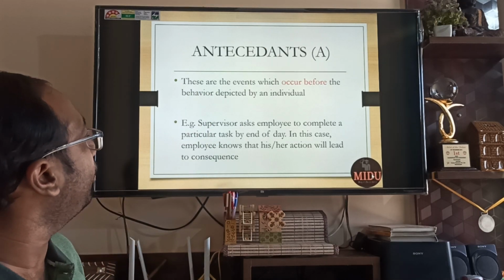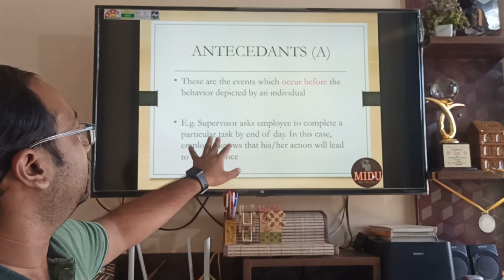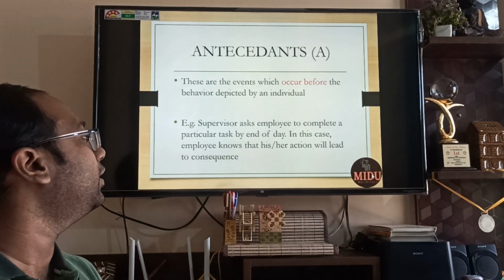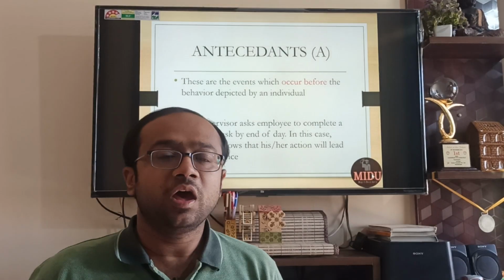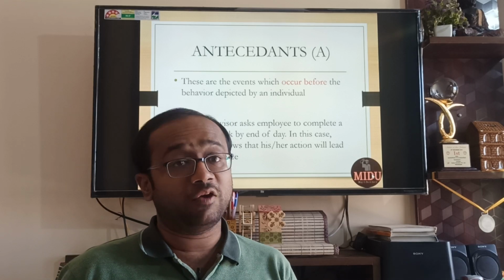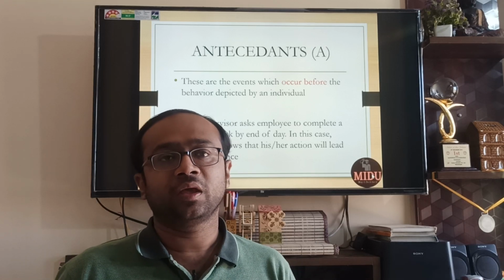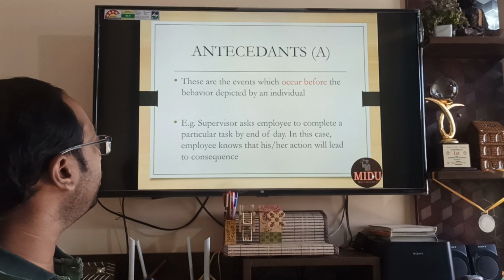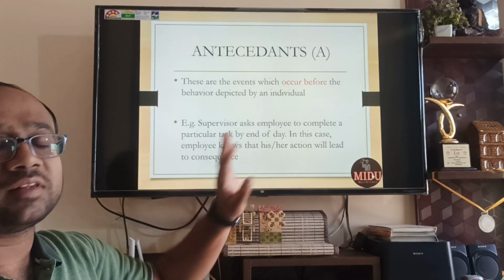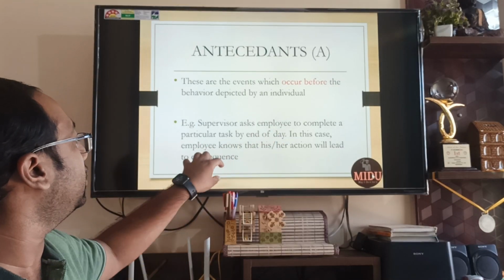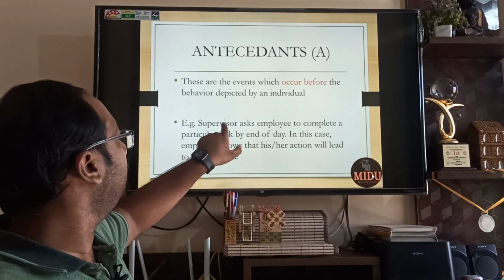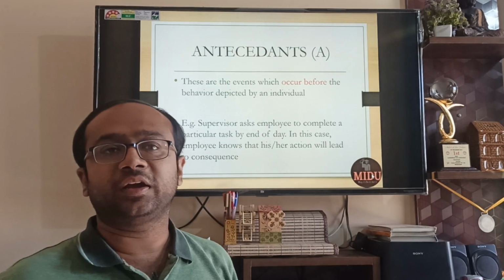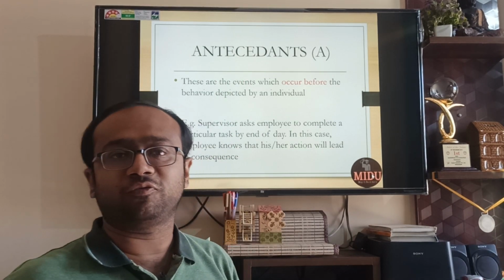Now let us see. A supervisor asks the employee to complete a particular task by end of the day. In this case, the employee knows that his action will lead to a consequence. The supervisor says to the employee, you have to complete this task EOD. Now, what will the employee know? The employee will know that whatever action he takes or does not take will lead to certain consequences. This comes in the category of antecedent because it occurs before.